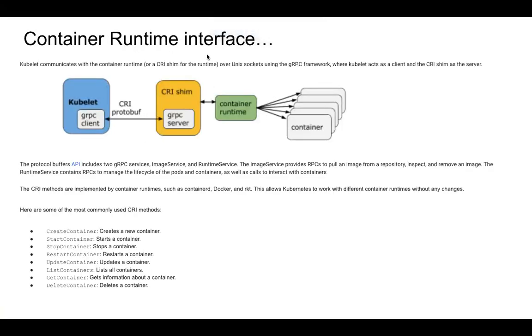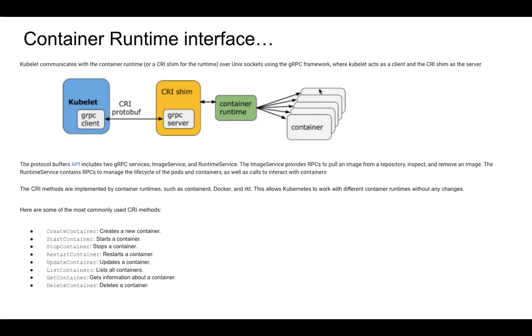Okay, so container runtime, CRI continued. This is how it looks. The kubelet, the tiny circle that we saw, communicates with the container runtime, or the CRI shim for the runtime, over Unix sockets using the gRPC framework, where the kubelet acts as the client and the CRI, the container runtime, acts as the server, which means it gives the implementation. And basically, whatever the kubelet is asking, it will convert into the respective container command and give it to the container runtime.